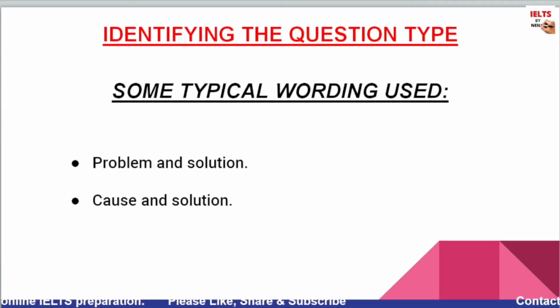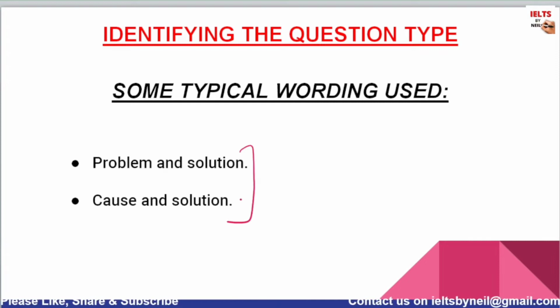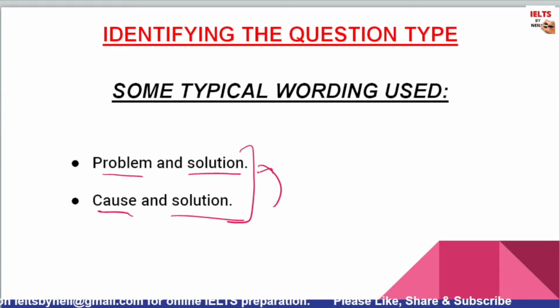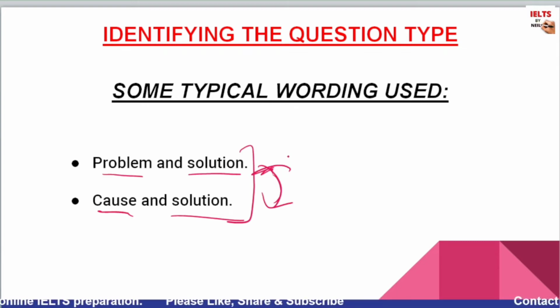So let's begin with identifying the question type. Basically in this type of essay, these are the 2 common wordings that you will find. The first one is problem and solution, like they will ask you what are the problems and solutions for a particular situation, okay, or cause and solution. They both mean the same thing, so it can be any of these wordings, and you will know that this is a problem and solution essay, so that you can follow the correct structure for essay writing.